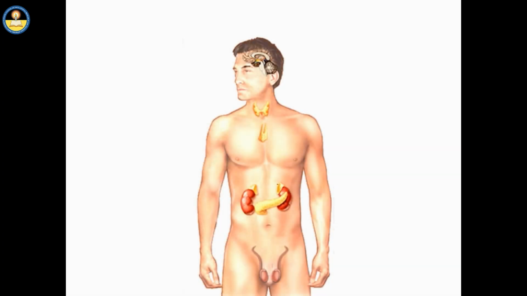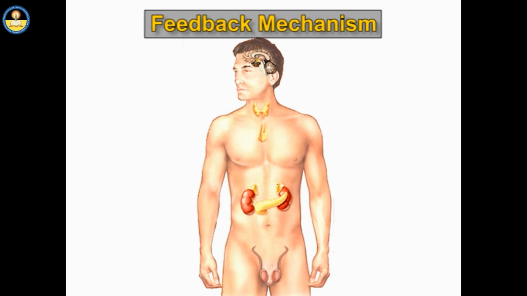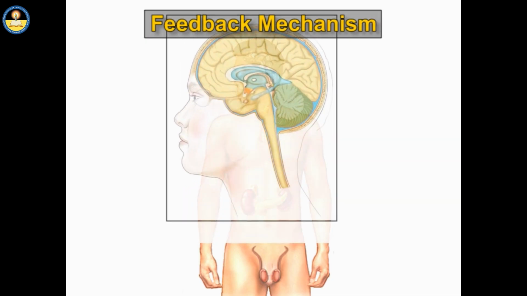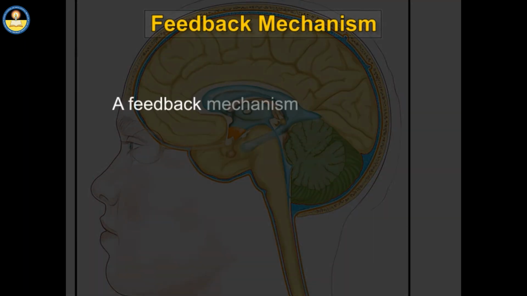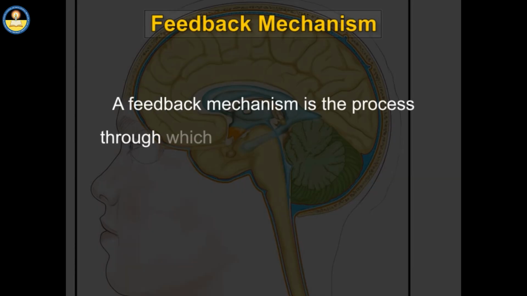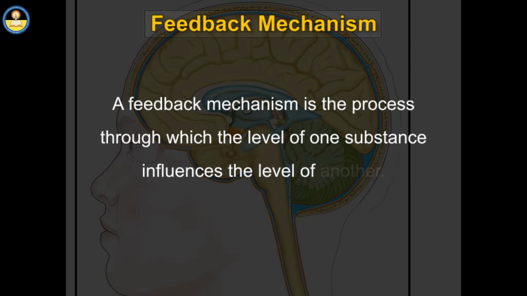The secretion of hormones is regulated by a feedback mechanism. The feedback mechanism is controlled by the hypothalamus present in the brain. A feedback mechanism is the process through which the level of one substance influences the level of another or activity of another organ.